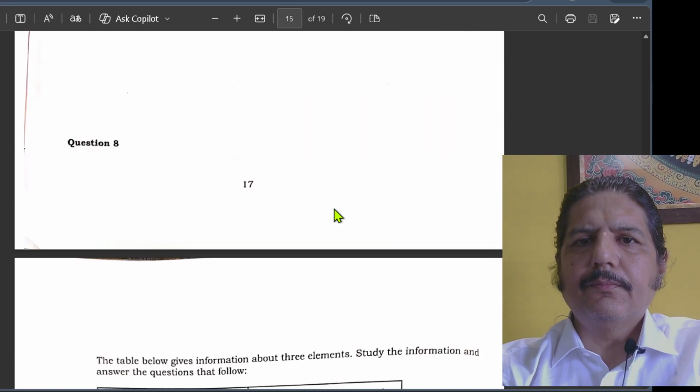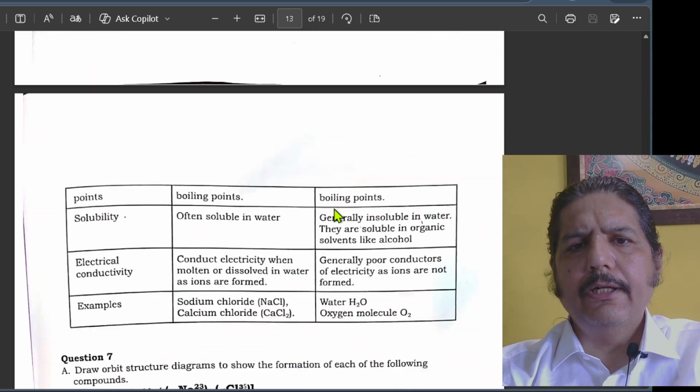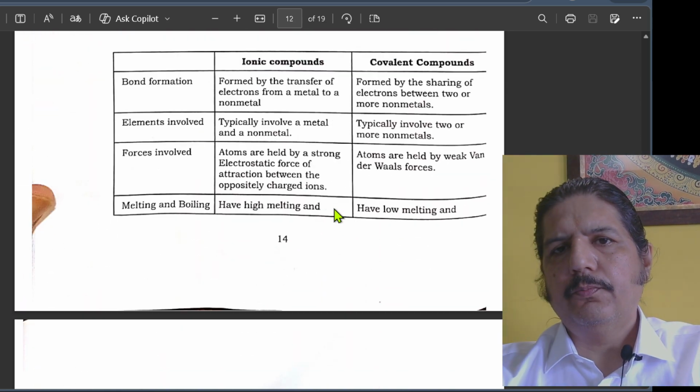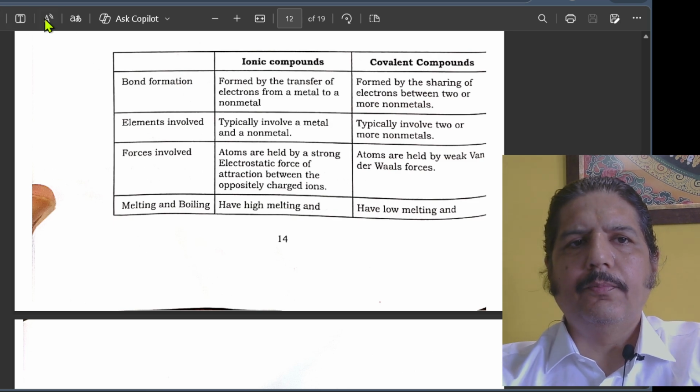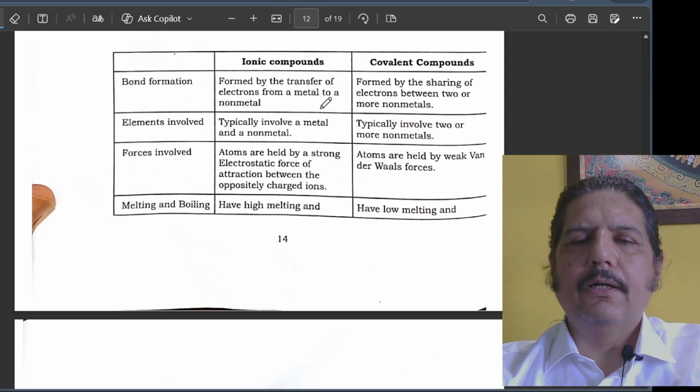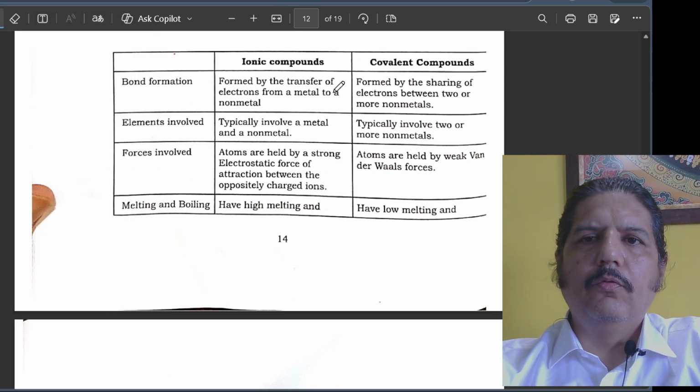Then there is something called covalent compound. But before that, I just want to show you a few of the properties of ionic compounds. In the third part, we'll do the covalent compounds.